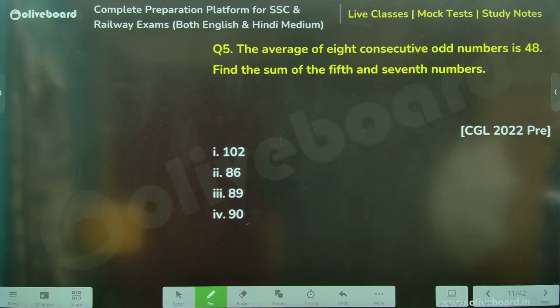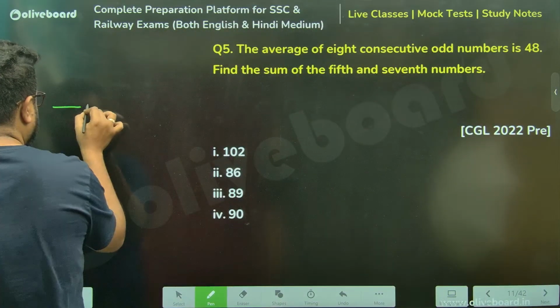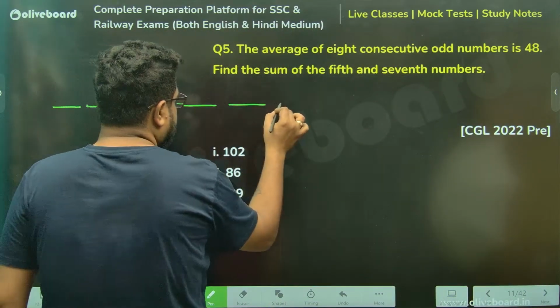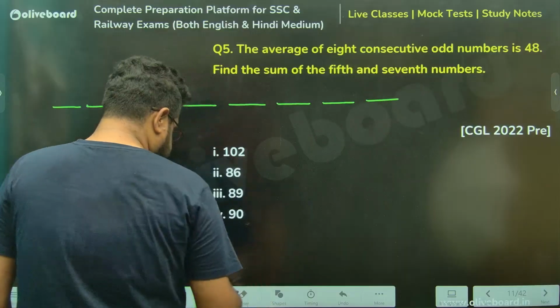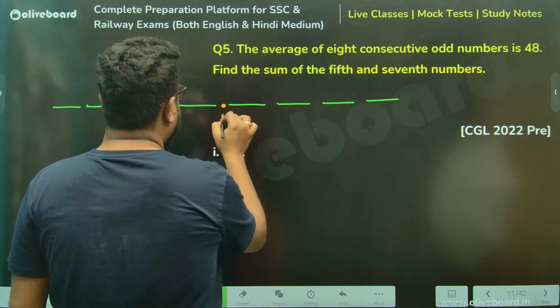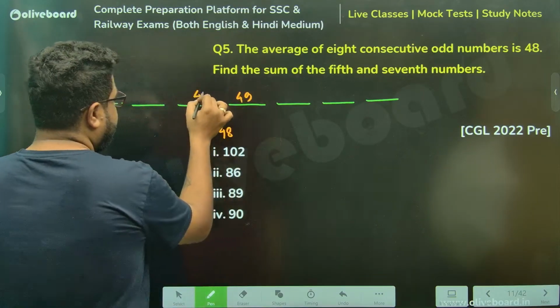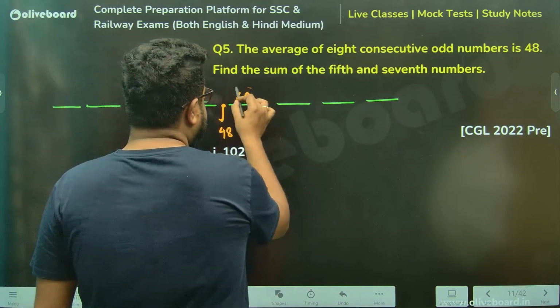8 consecutive odd numbers, the sum is 48. You see, sum of the 5th and the 7th. I cannot directly do that. So, sir, which number is this? Average will be the middle number. This is 48. 49, 47. 5th number is this.